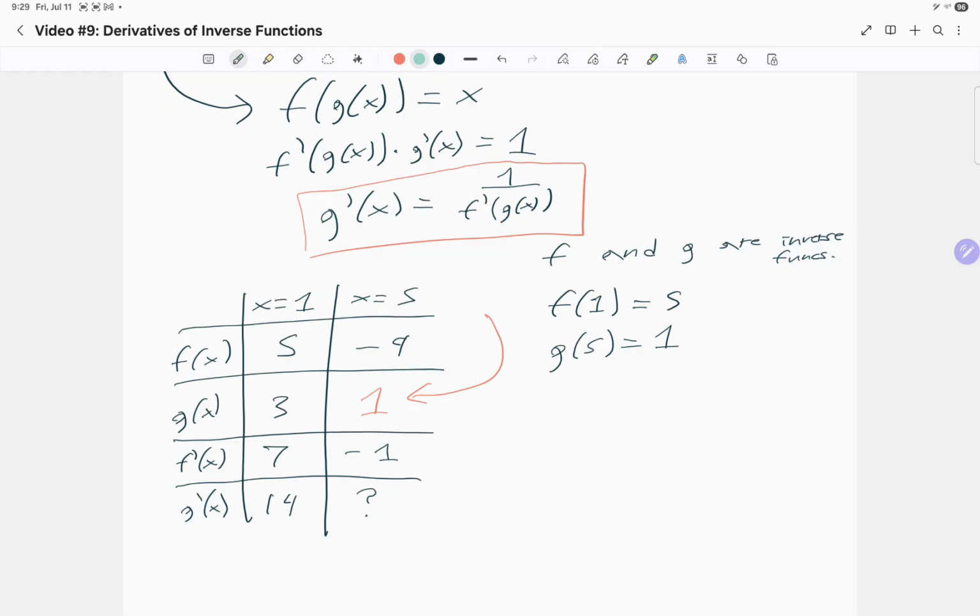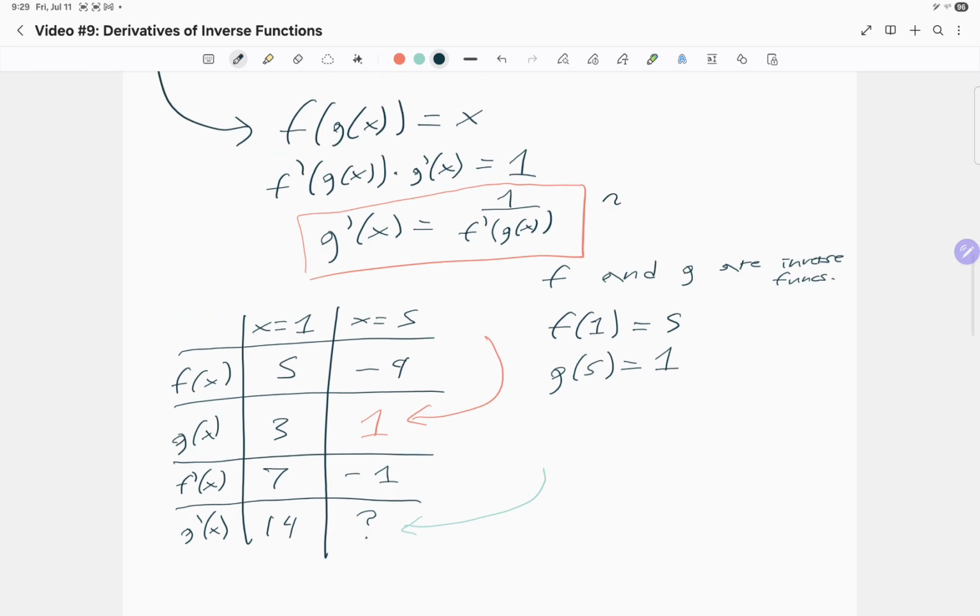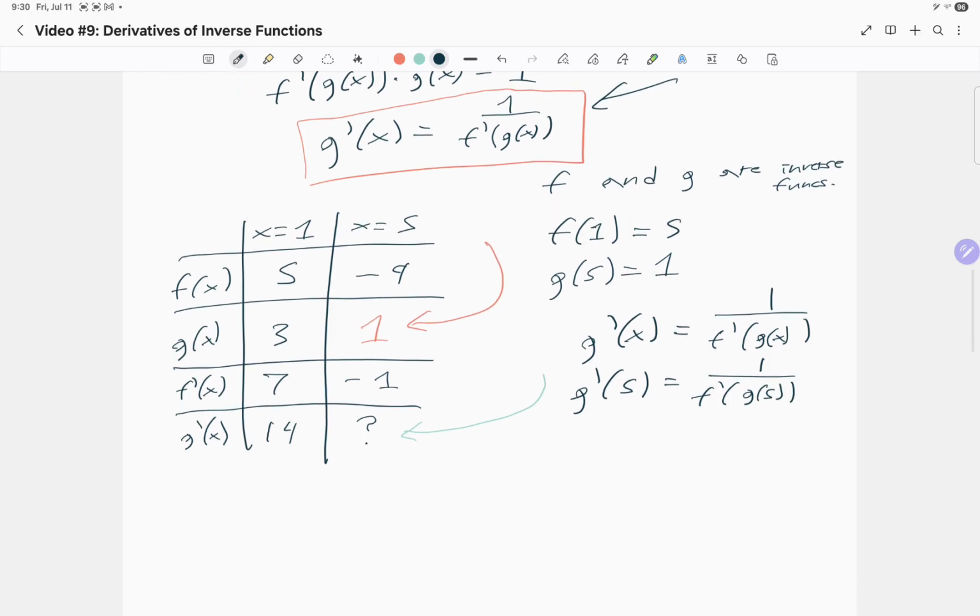Now, what about g prime of x? I'm sorry, g prime of 5, which is what we're solving for here. Well, let's use the equation that we found up here now. So g prime of x is going to be 1 over f prime of g of x. So we're trying to find g prime of 5, equals 1 over f prime of g of 5. What is g of 5? We found that's 1, so we're going to bring that.